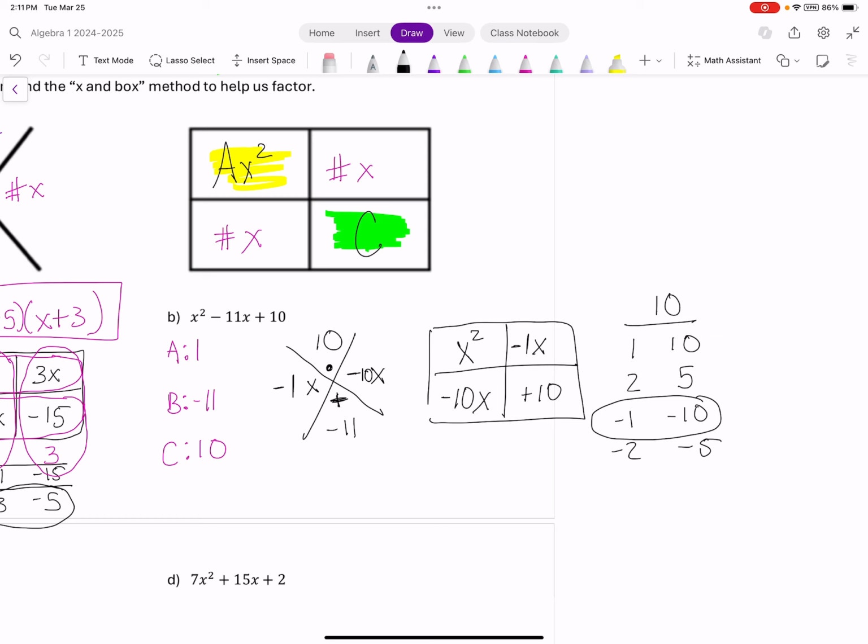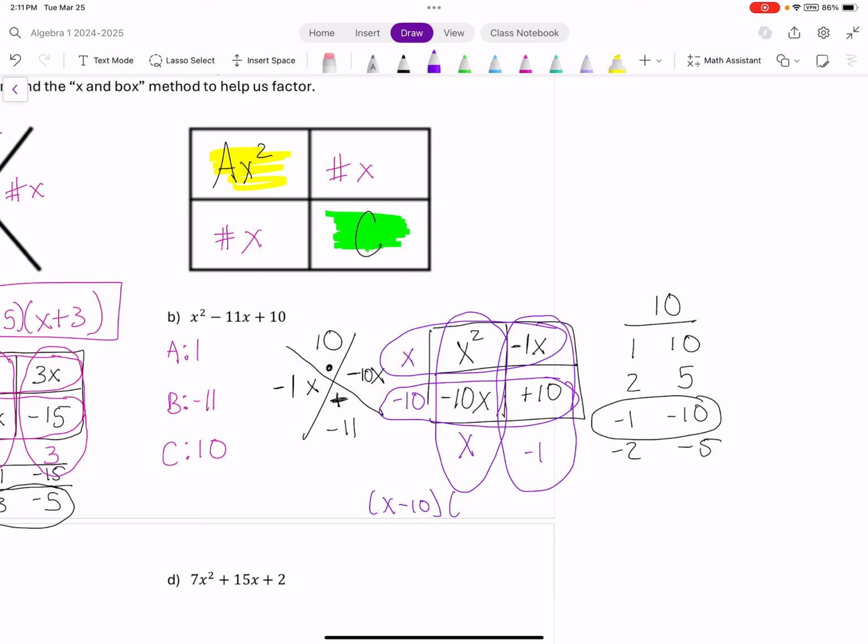So now I'm going to go ahead and find my GCFs of each row and column. So this would be an x, this would be a negative 10, this one here would be an x, and this one would be a negative 1. So that would leave me with the answer x minus 10, x minus 1. That would be my factored answer.